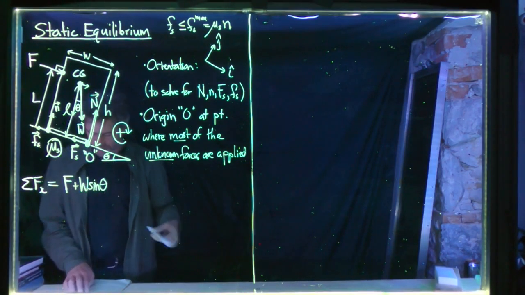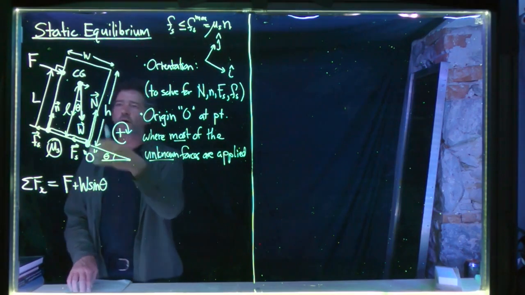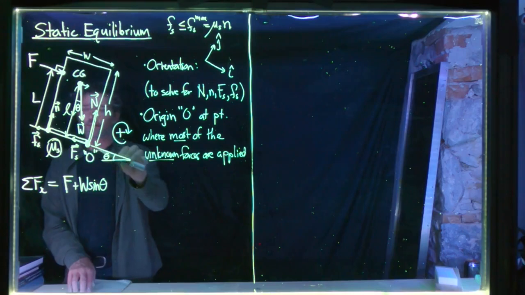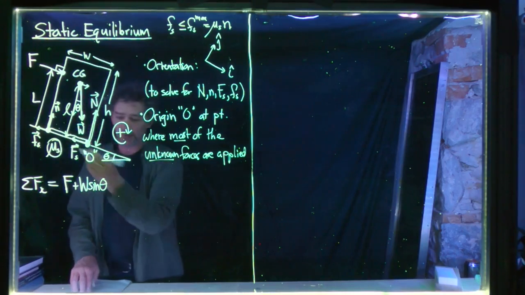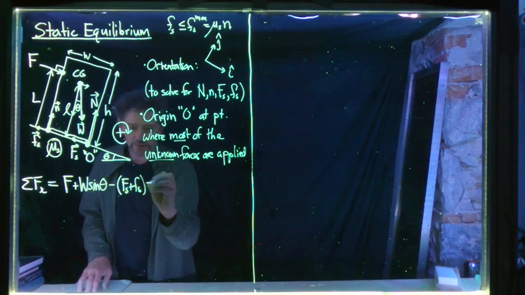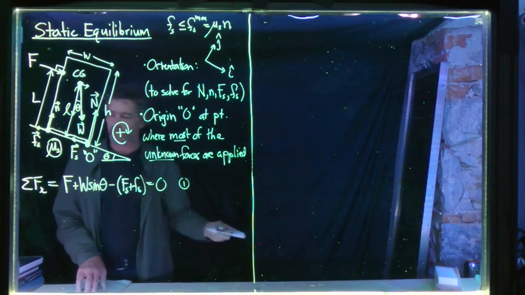Okay, so we got that. And then the only other forces with components down the incline are the forces of static friction, and they are up the incline, so it's negative. So it's negative capital Fs plus little fs, and that's equal to zero. So we'll call that equation number one.